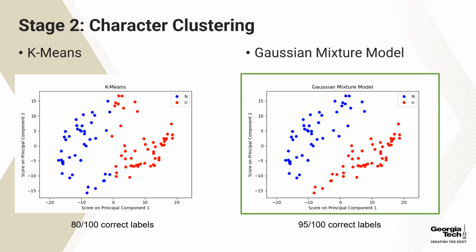Once the data is represented with its principal components, we attempted to find clusters using both k-means and Gaussian mixture models. As you can see, GMM did a better job of more accurately clustering the data because it is able to find the correlation between the two principal components.